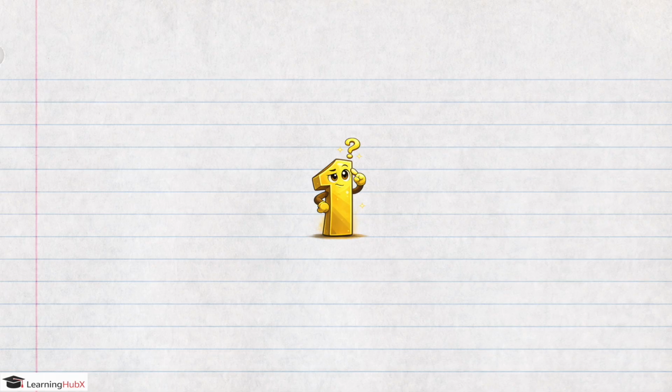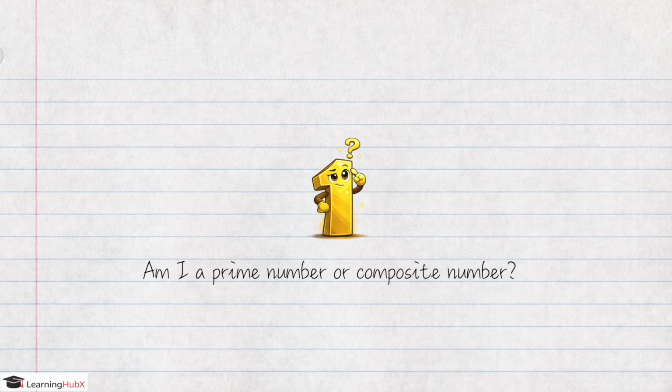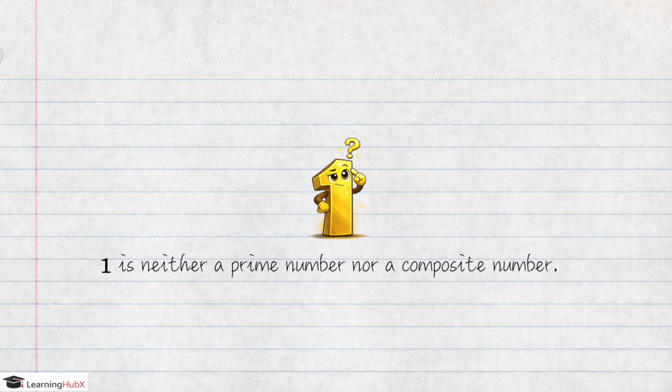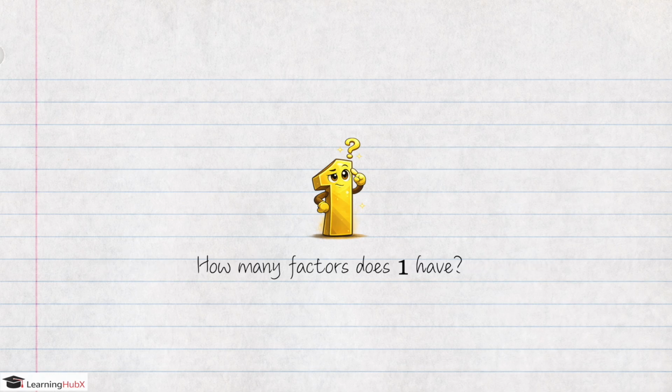Now here's a very important question. What about the number 1? Is 1 a prime number? Is 1 a composite number? The answer is 1 is not prime and 1 is not composite. So what is it? Let's think carefully. How many factors does 1 have? Only 1, just 1 itself.